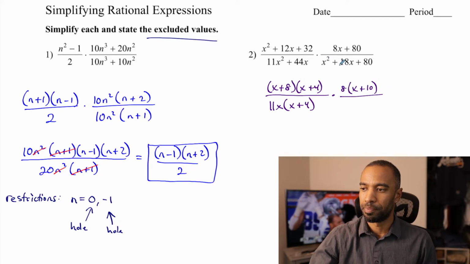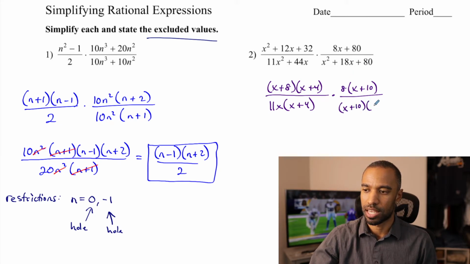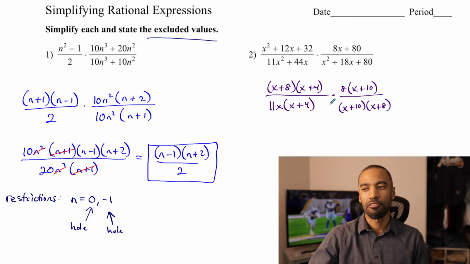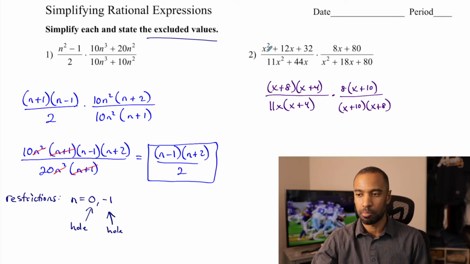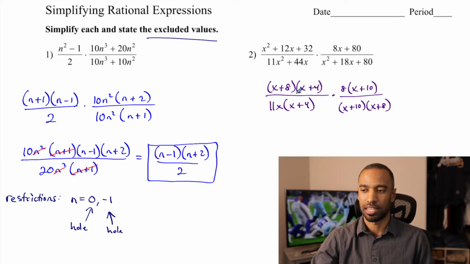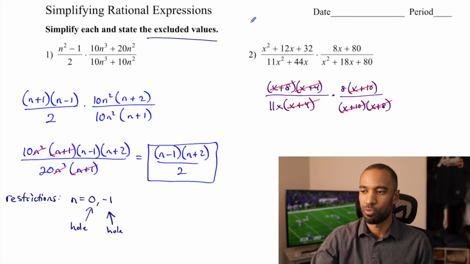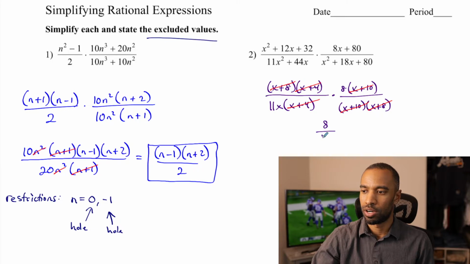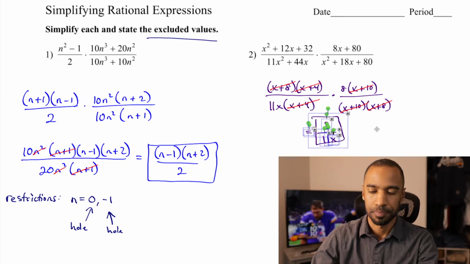And on bottom, 2 numbers that multiply to make 80 and add to make 18 are 10 and 8. So x plus 10 times x plus 8. I think I'm comfortable with you guys, as long as you're comfortable understanding that anything on top can divide with anything on bottom. Let's go ahead and find things that can cancel. So x plus 8 over x plus 8, x plus 10 over x plus 10, and x plus 4 over x plus 4. All that remains is 8 over 11x. And that's what this thing simplifies to, 8 over 11x. And that would be it.